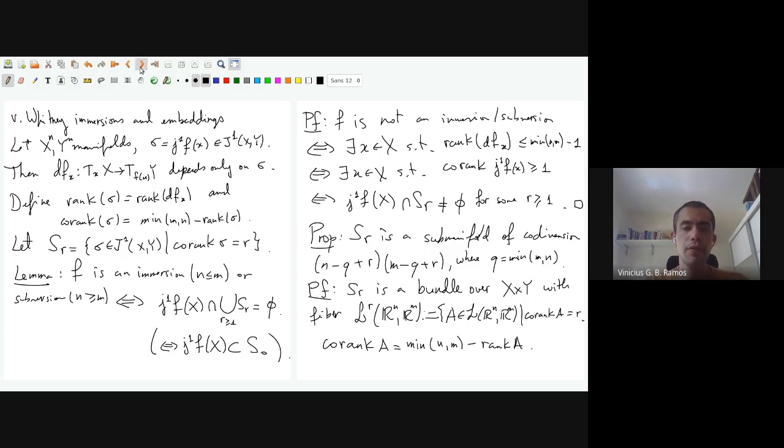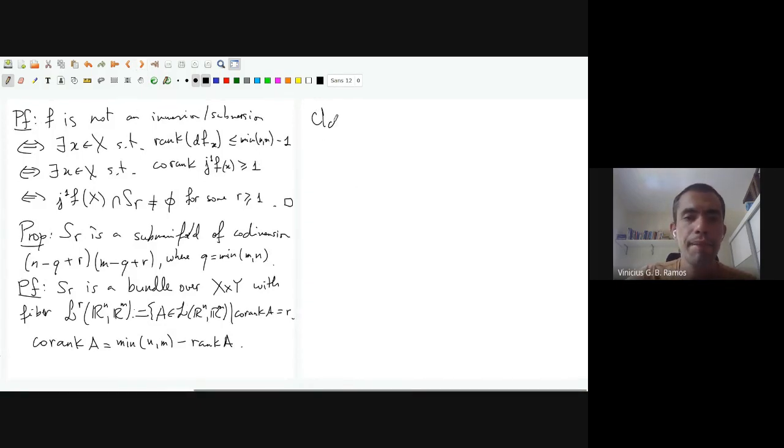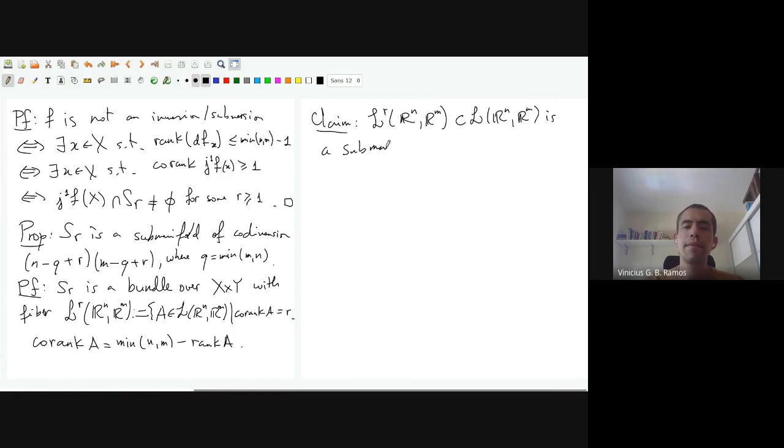Okay, so now the claim is that this space here, it's not a vector space, obviously, because if you sum two matrices, you have no control over the rank or the corank. But the claim is that this is a submanifold of this linear space. This is a submanifold of codimension n minus q plus R times m minus q plus R.